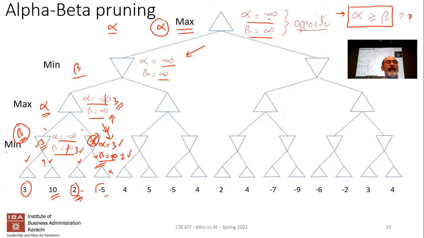So we're going to change the beta value. What are we going to do over here? It's going to be based on what? The alpha value. And so what should it be? 3. Why is that? Because beta is coming down and we can see that 3 is less than or equal to infinity.